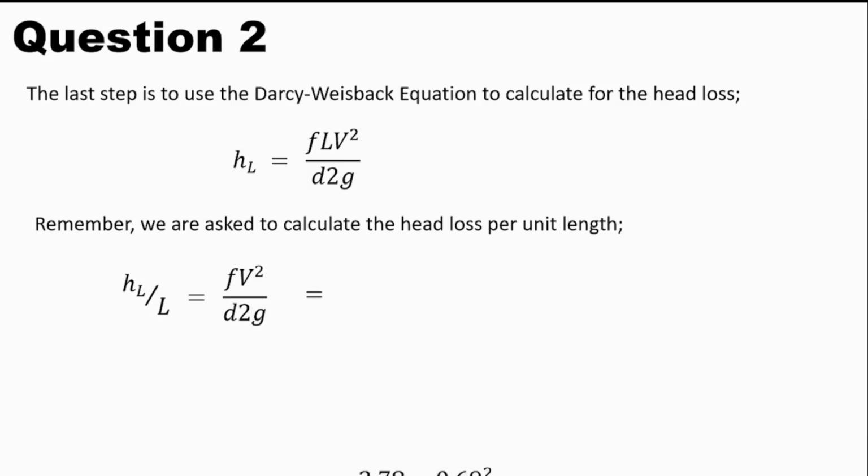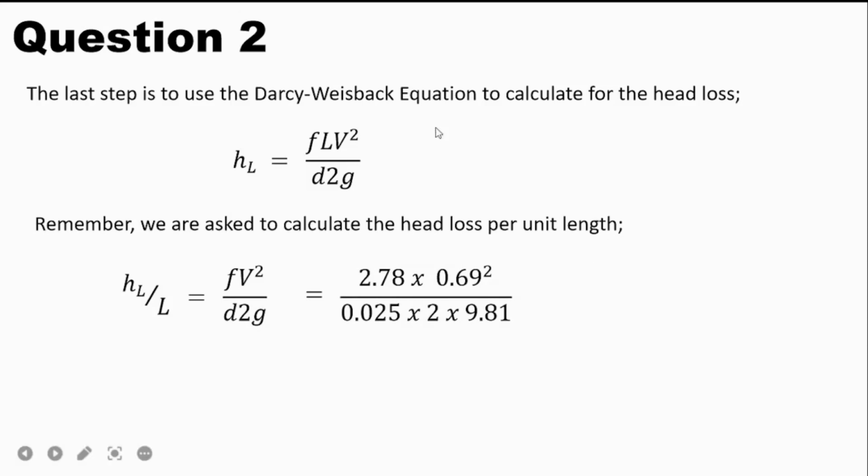So when we put in our values, our friction factor is 2.78 times the velocity, 0.69, squared, divided by the pipe diameter, 0.025, times 2 times gravity, 9.81. When we put everything into our calculator, our head loss per unit length is 2.7 meters per meter of the pipe. So this is the head loss per unit length for this question.